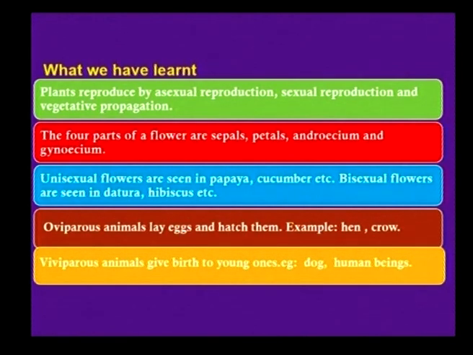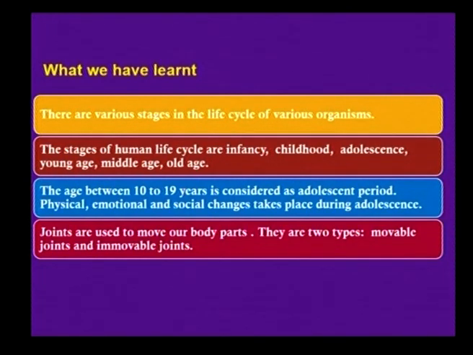Oviparous animals lay eggs and hatch them. Example, hen, crow. Viviparous animals give birth to young ones. Example, dog, human beings. There are various stages in the life cycle of various organisms. The stages of human life cycle are infancy, childhood, adolescence, young age, middle age and old age. The age between 10 to 19 years is considered as adolescent period. Physical, emotional and social changes take place during adolescence.